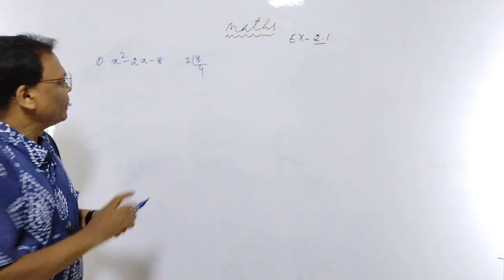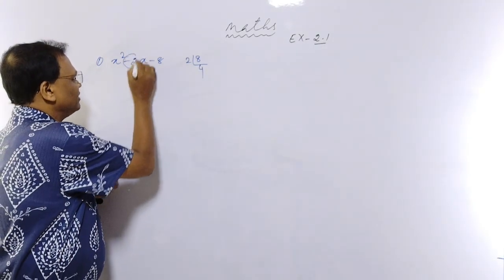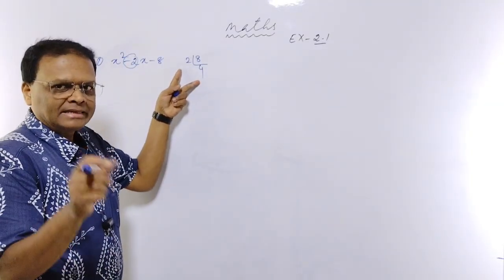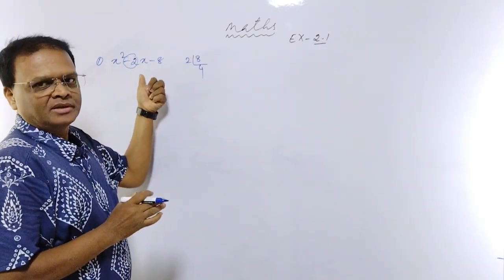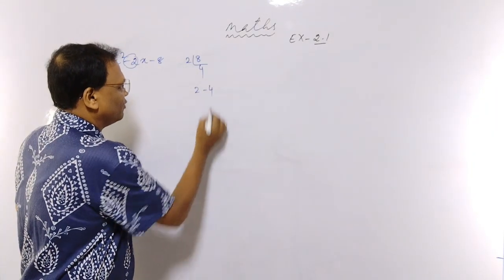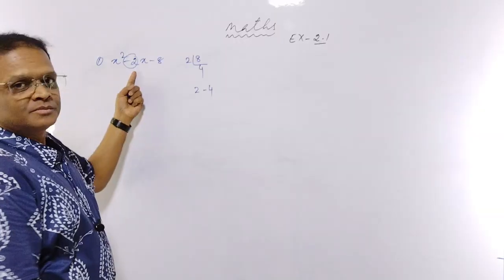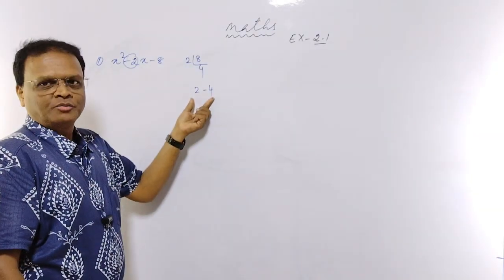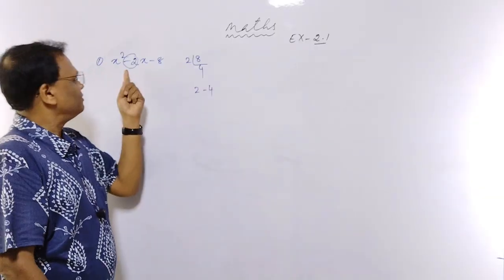I got the numbers. What is my middle number? Middle number is minus 2. These two numbers I can write in such a way that my answer must be minus 2. So look at here. 2 minus 4 if I do, I'm getting minus 2. Because this one I have to split in two forms: 2 and a minus 4. 2 minus 4 is minus 2.